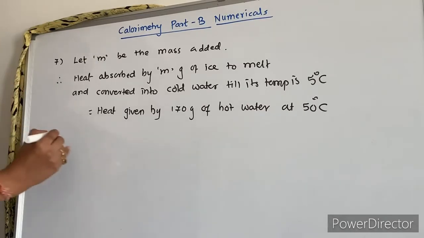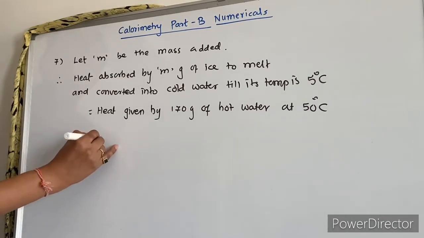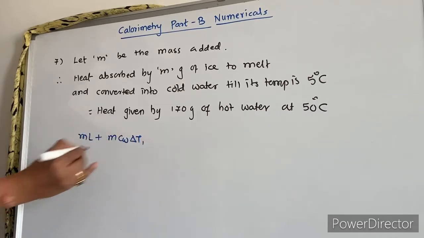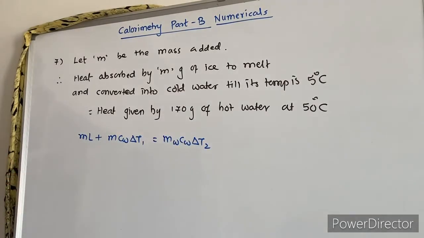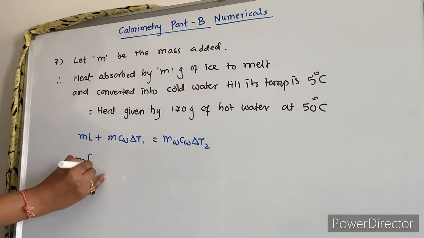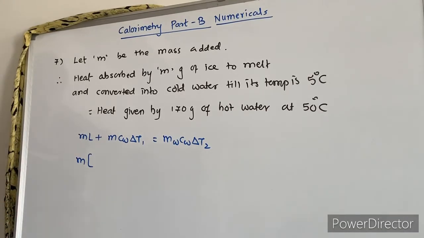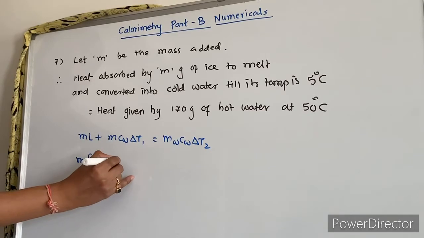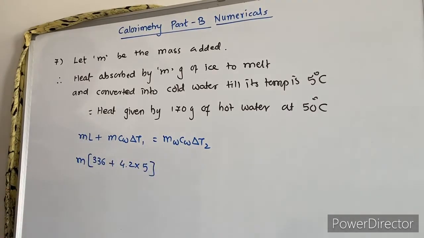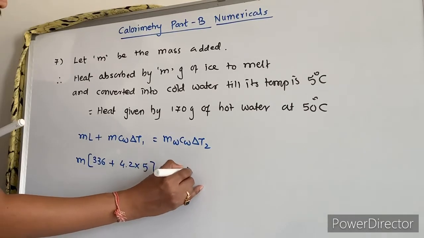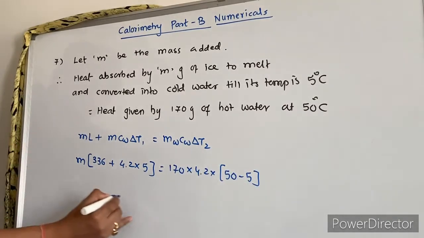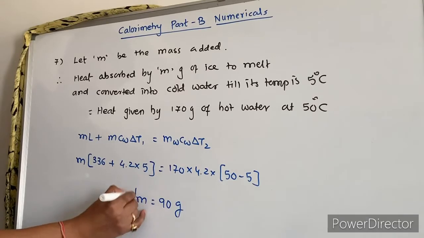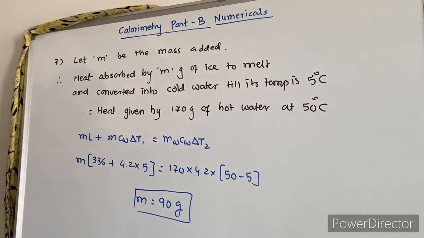First this ice will melt, that is equal to your mL, plus this is mCW delta T1 is equal to mWCW delta T2. What is the mass? We don't know m. The L value is over here given. Now what value is given? 336. So I will write m in CGS 336 plus this is 4.2. Change in temperature will be 5, is equal to, this is 170 into 4.2 into this is 50 minus 5. If you solve, this comes out to be m is equal to 90 gram. What is the answer? It is 90 gram. It is the answer for this.